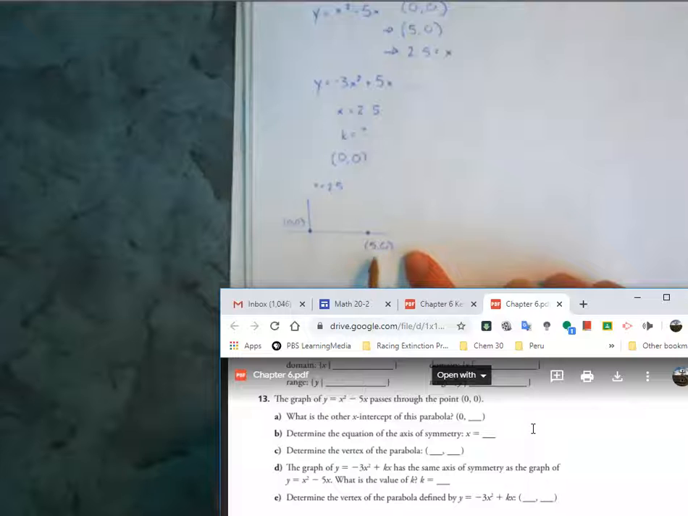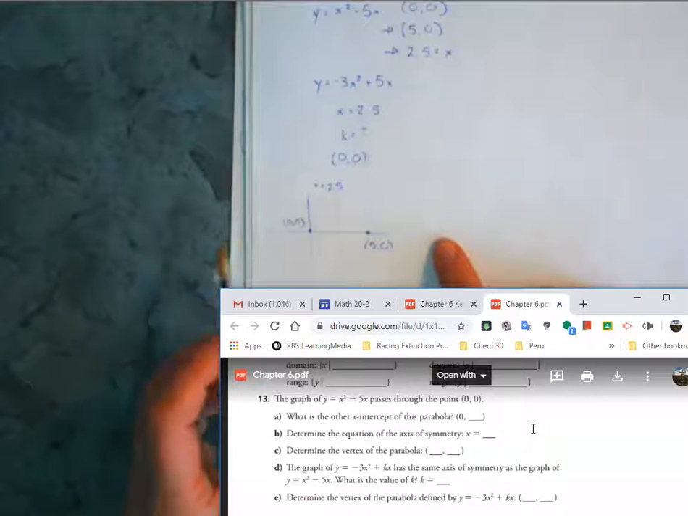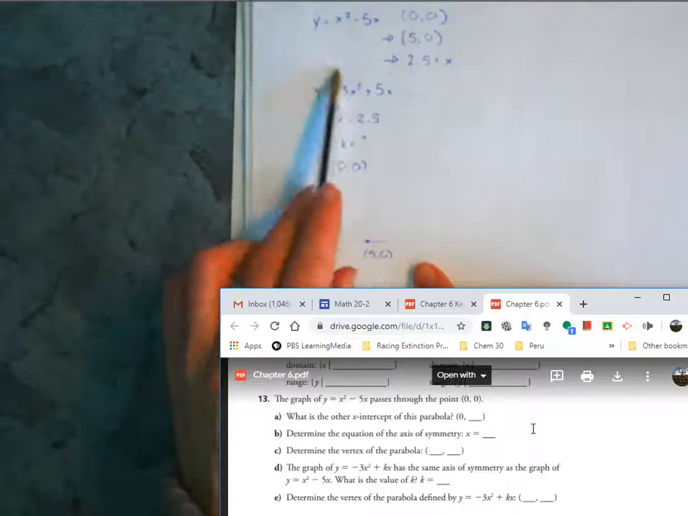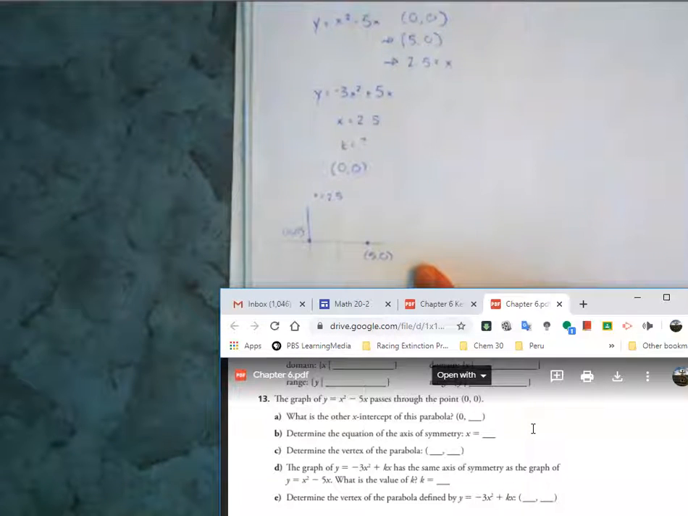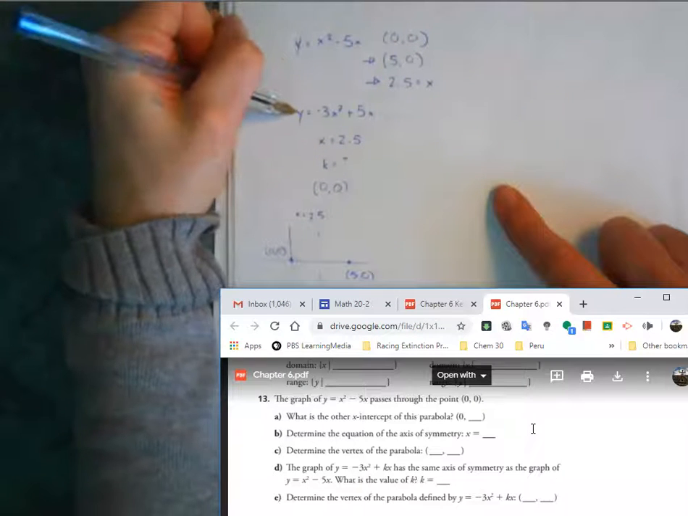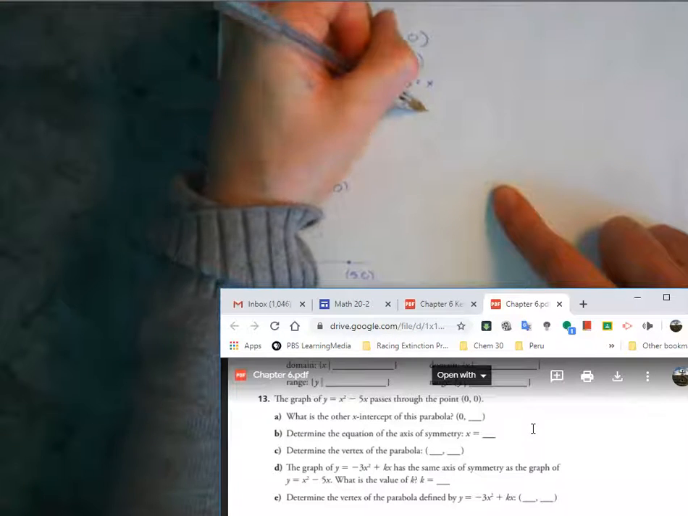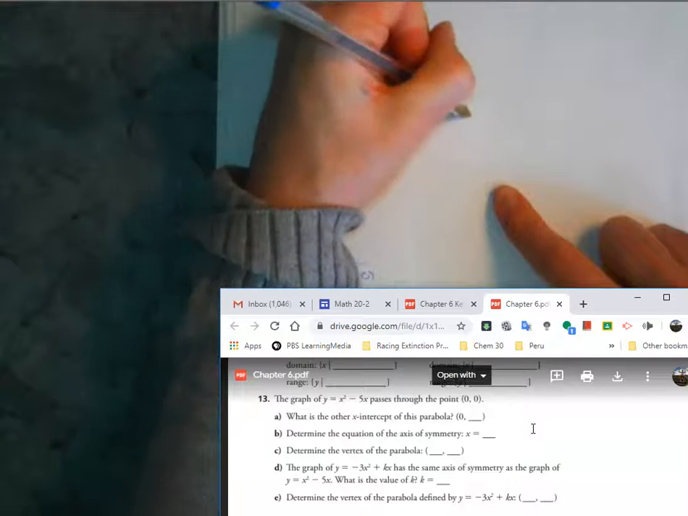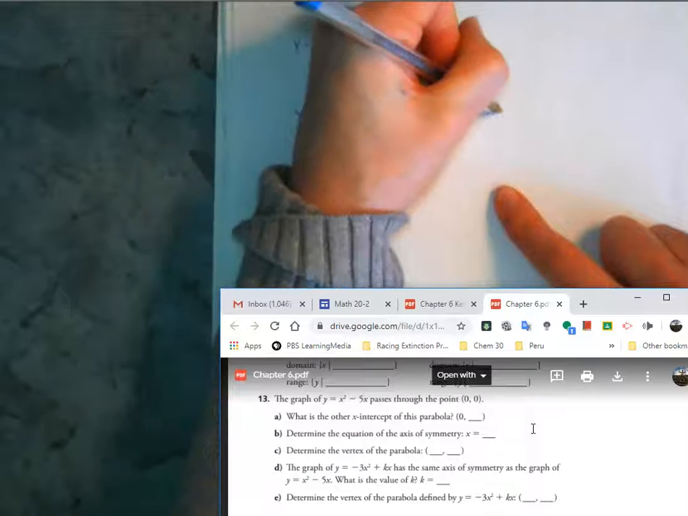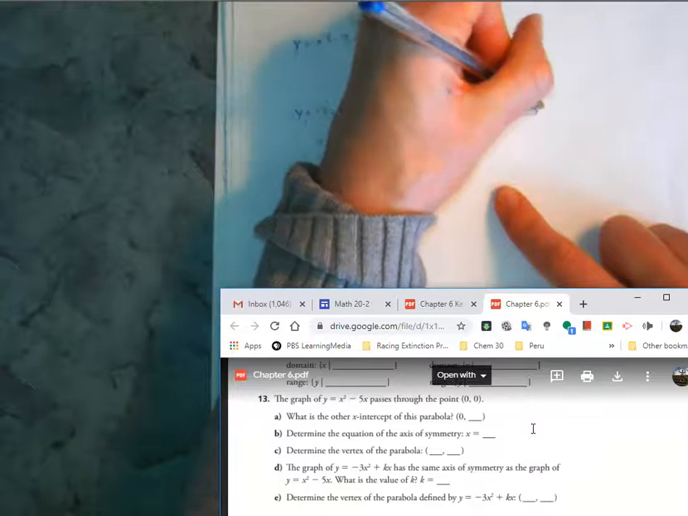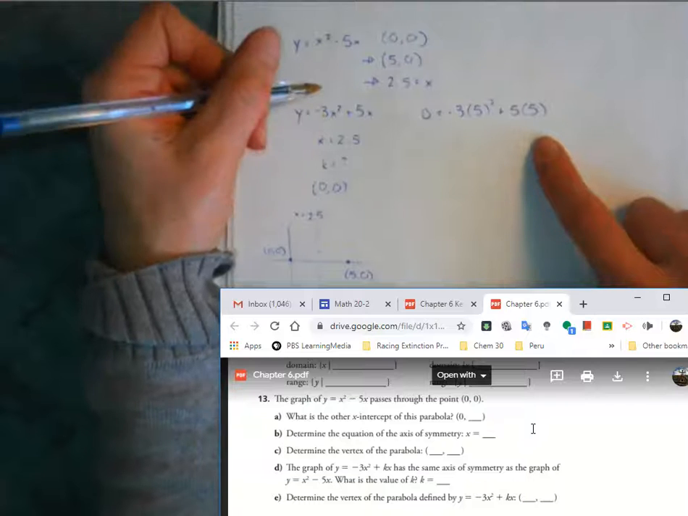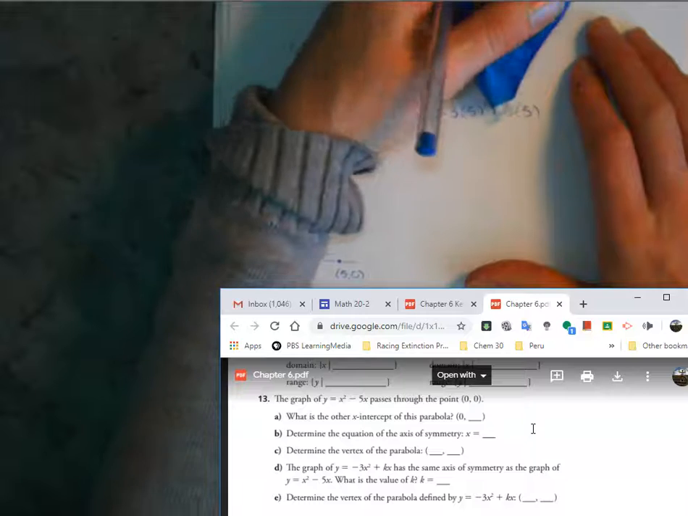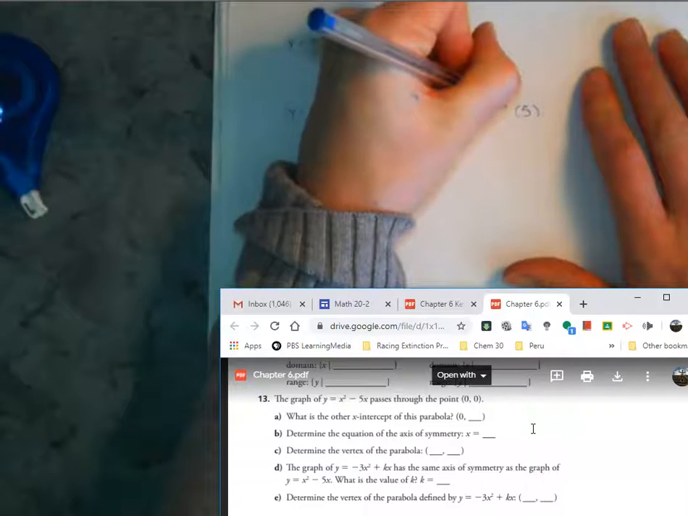So now that we have a point on the graph that we can use, we can go in and plug these values into our equation to solve for k. So now we would go back and say, okay, when y is equal to 0, x is equal to 5. So we're going to have -3 times 5 squared plus... oh, wait, what did I have? Oh, not 5 times 5, k times 5. I was wondering why that seemed weird. Okay, so k times 5.